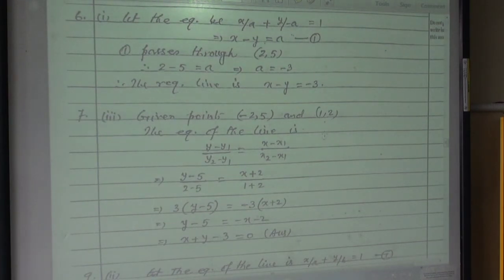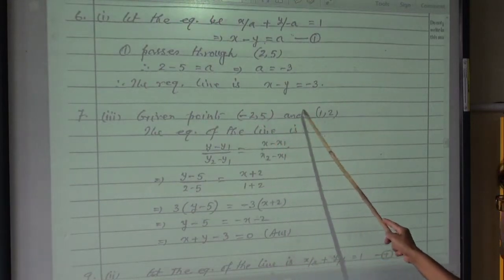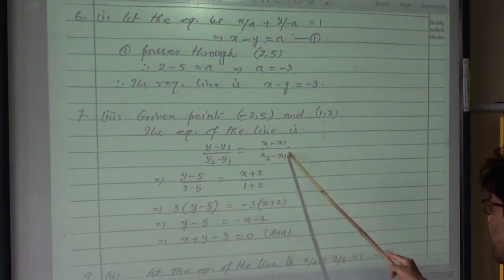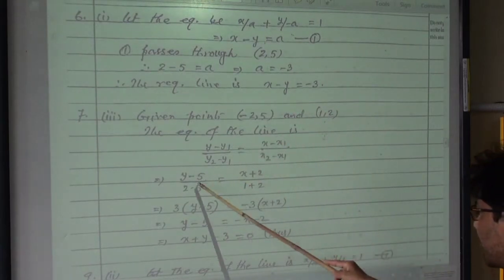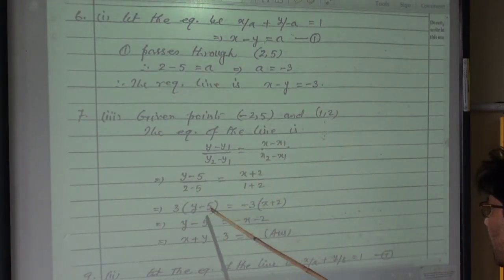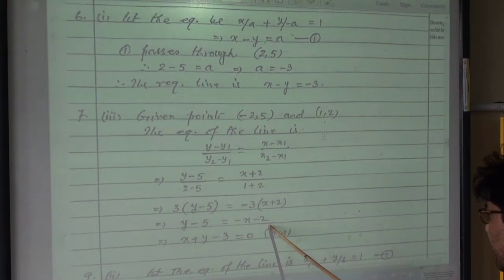Next question, you have to find out the equation of the line passing through these 2 points. Two-point form. This is the formula, x1, y1, x2, y2. Substitute the values, cross multiply, simplify. This is the equation.